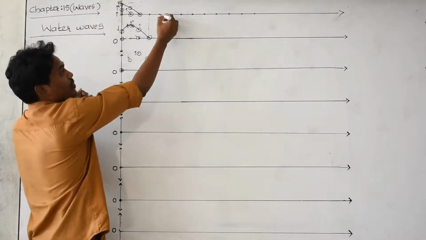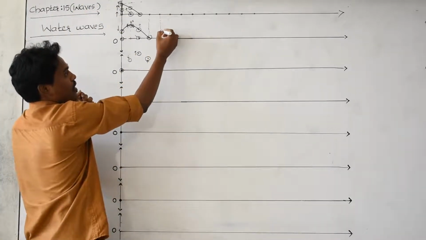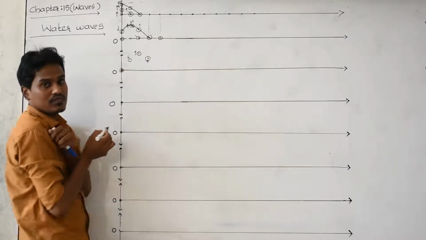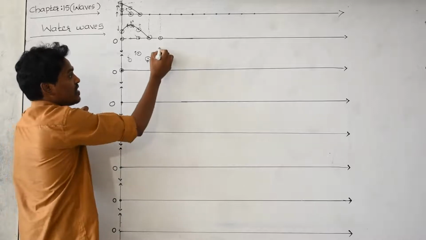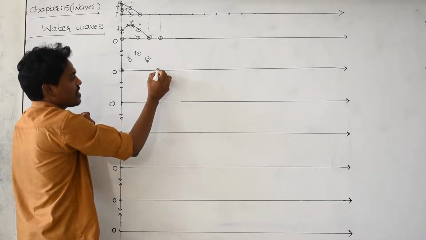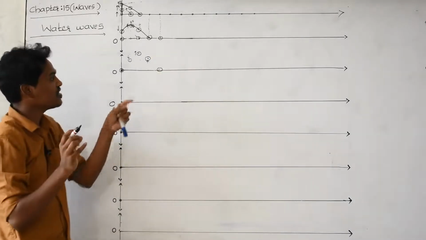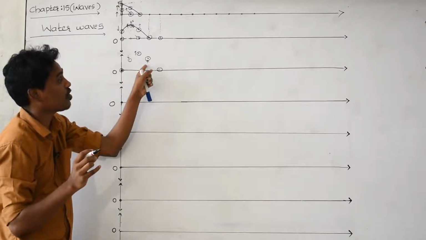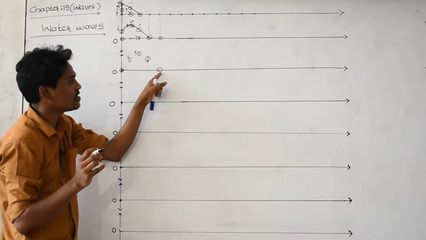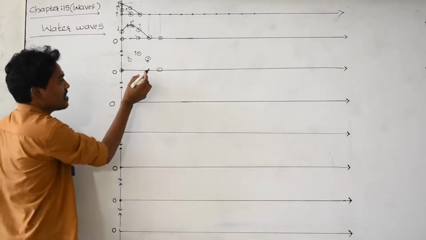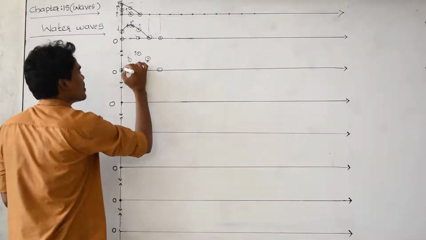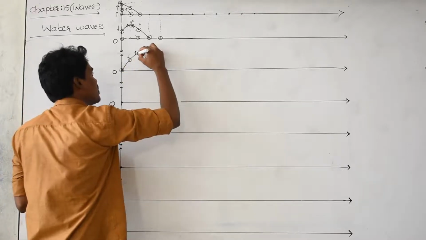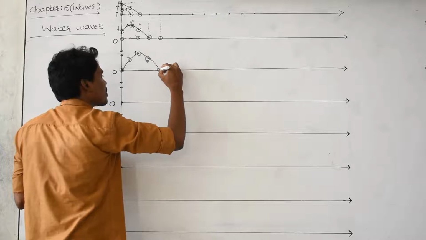And what about the fifth particle? The fifth particle is still at rest. What is the reason? The reason is this much. The disturbance by the fourth particle has not yet reached the fifth. That's why it is still at rest. And what is the nature of the curve? You just see now. You just see very carefully.